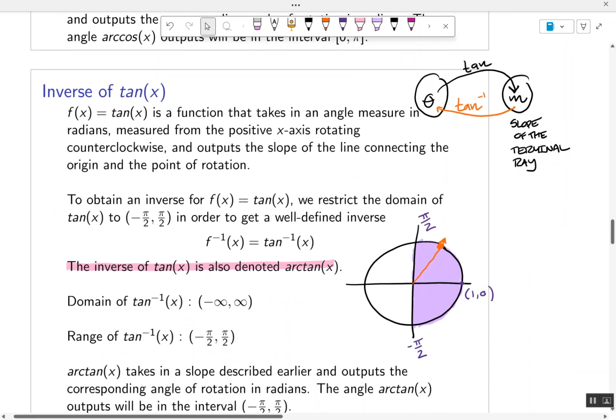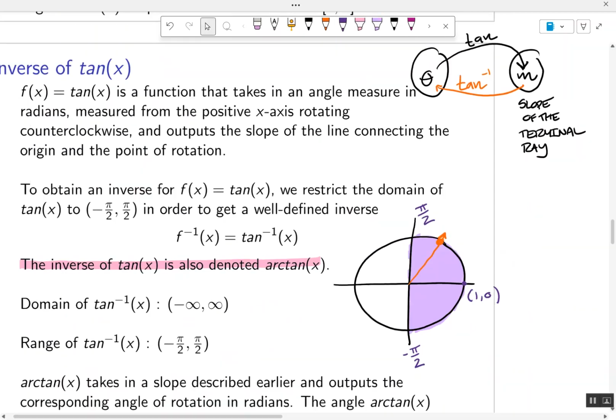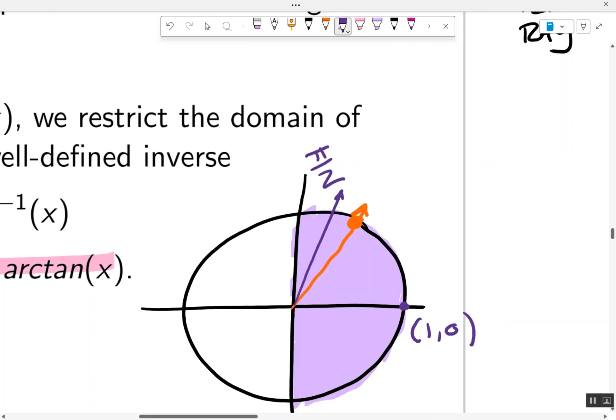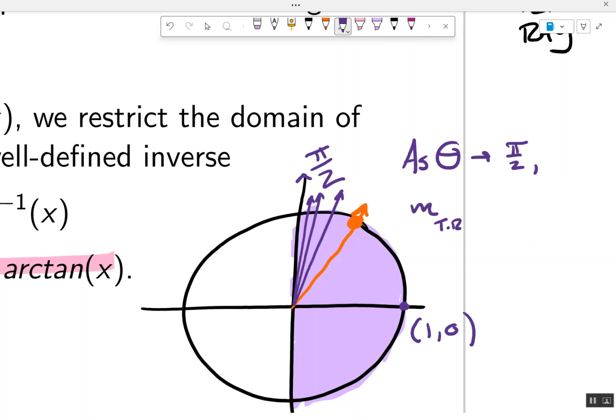For tangent, it's the same thing. Let's look at what happens as we get close to pi halves. So as these rays get closer and closer to this vertical ray right here, the slope increases. So we're going to say as theta approaches pi halves, the slope of the terminal ray, which is the tangent, approaches positive infinity.